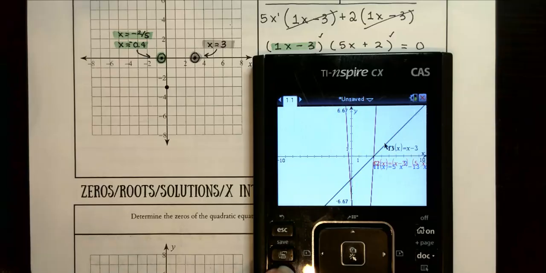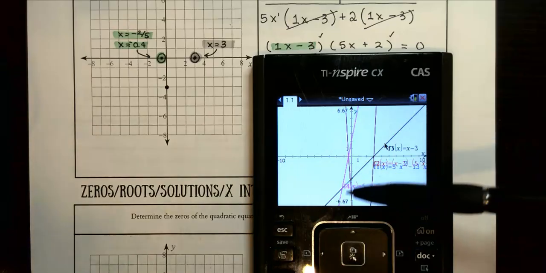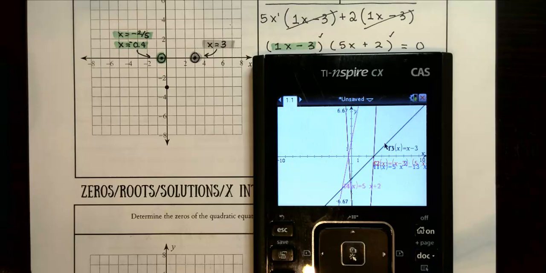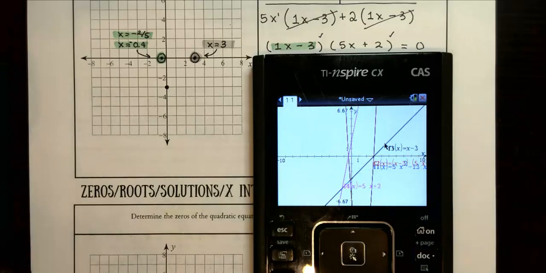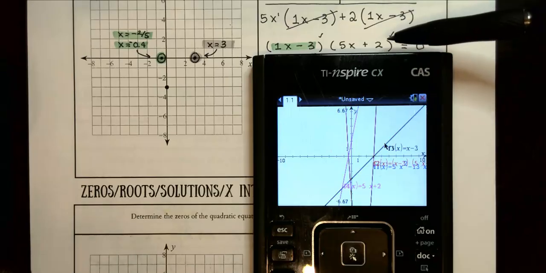So I'm going to hit tab again. I'm going to type in F4, and I'm just going to do 5x plus 2. And when I hit enter, notice that this is the line that represents the second factor, the second parentheses. It's a linear function because the highest exponent is a 1. Once you have something with the highest exponent as a 2, that's what creates the curve. So for this one, notice that it does cross in the exact same place on the x-axis. So that lets me know that just this factor alone is correct.